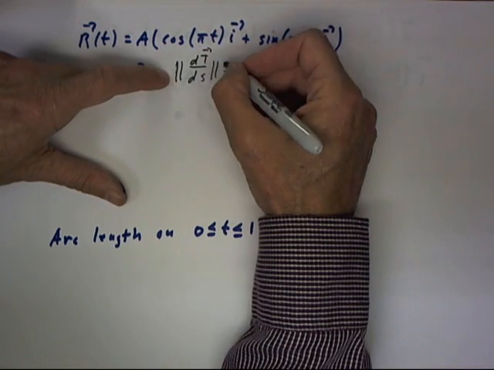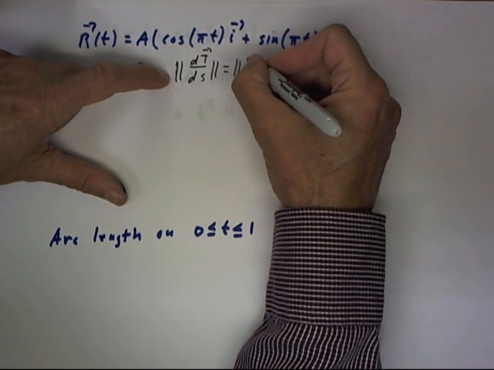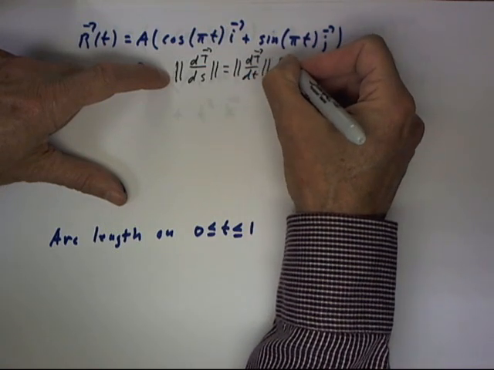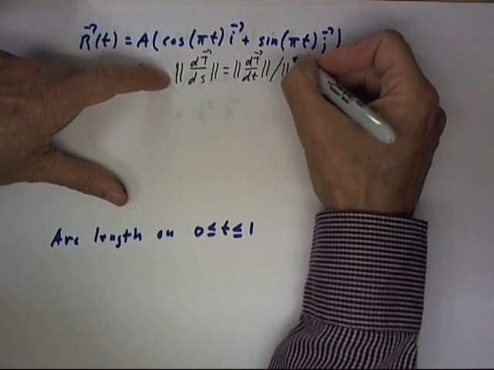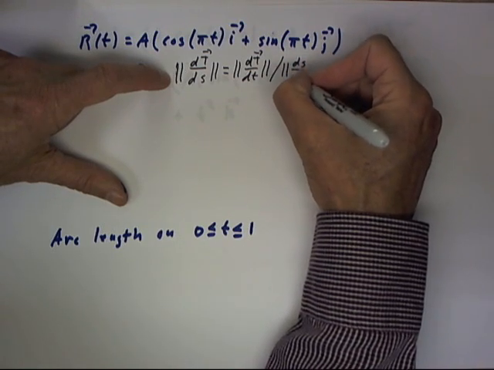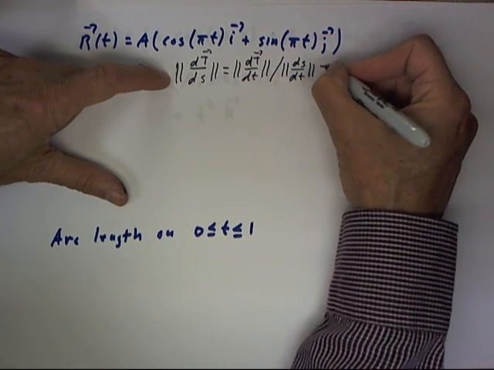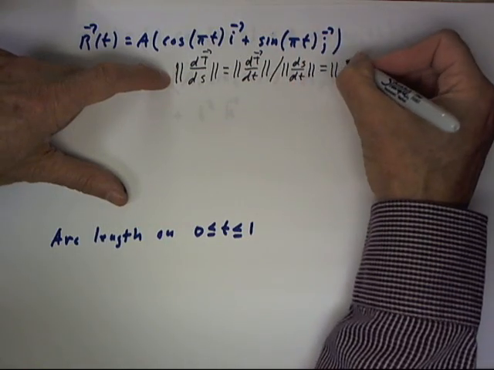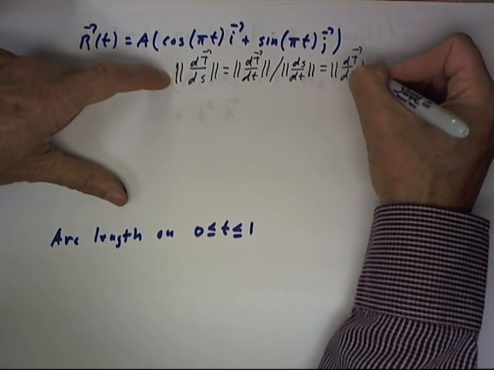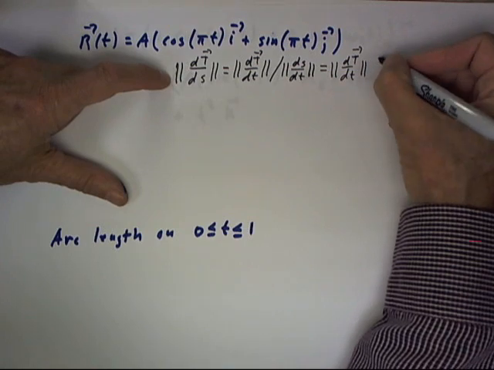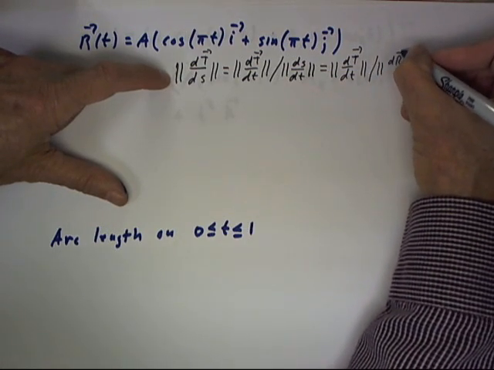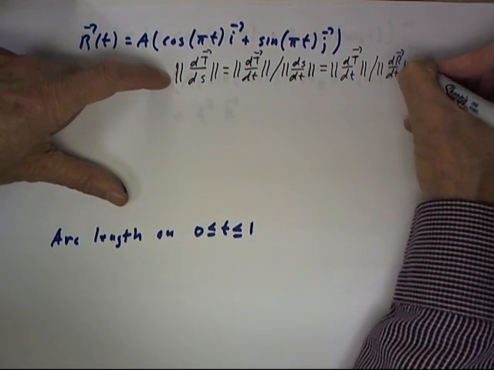And to calculate that, we calculate first the derivative of the unit tangent vector with respect to t divided by the magnitude of ds dt. Didn't really need the magnitude on this, but that's going to be d of big T with respect to little t divided by the magnitude of dr dt.